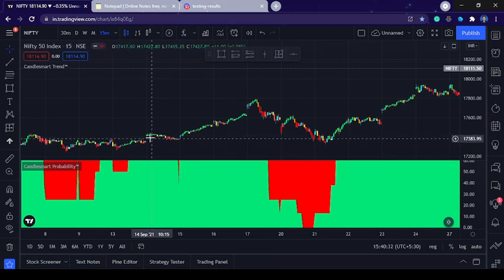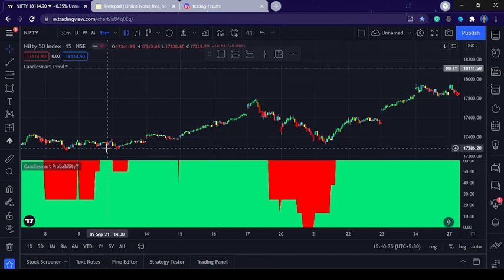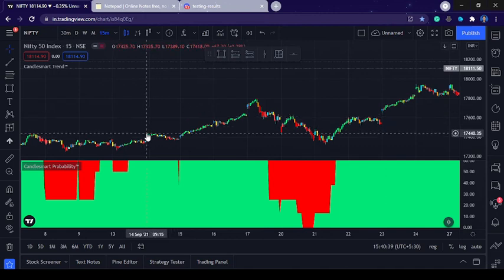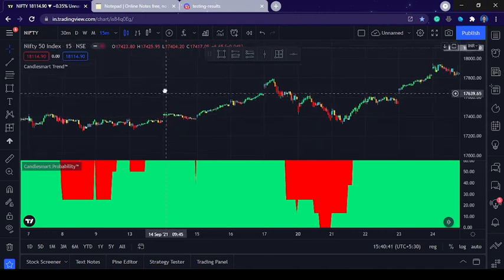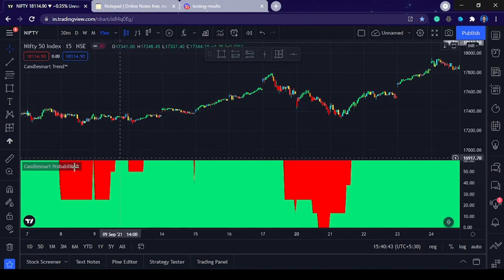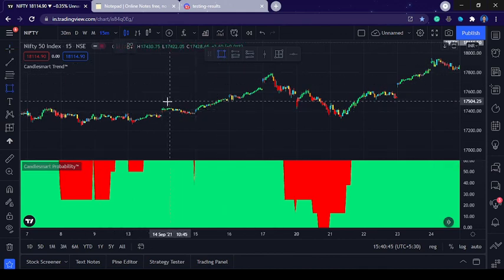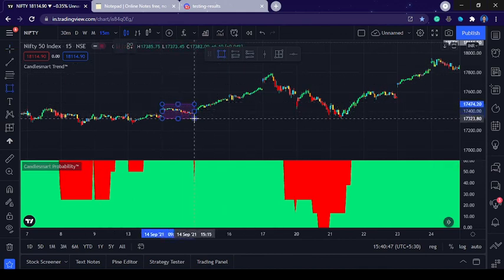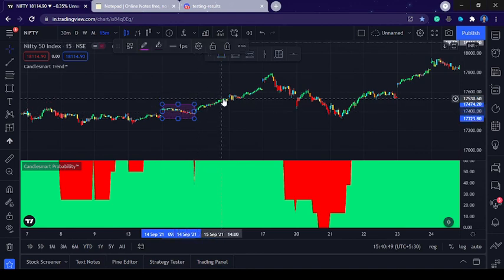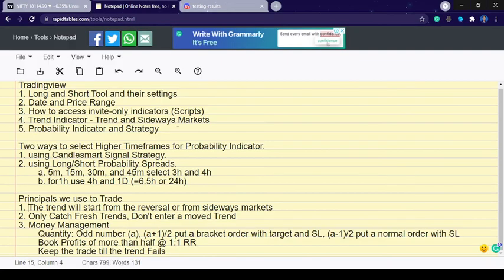See here, it's not a downtrend. If I use a rectangle, it is all within the same border. A sideways market is happening here, right? After that, an uptrend started. That is the principle of our trading: the trend will start from a reversal or a sideways market.